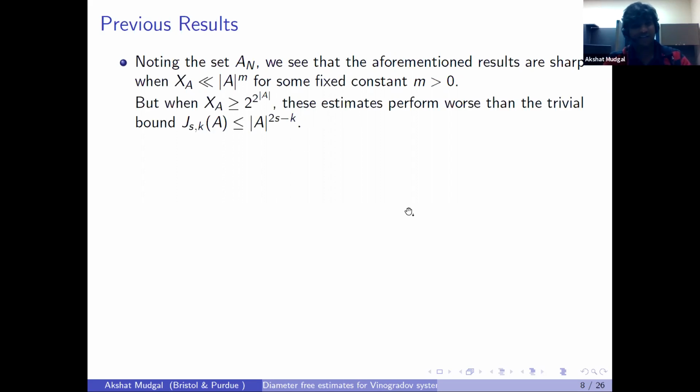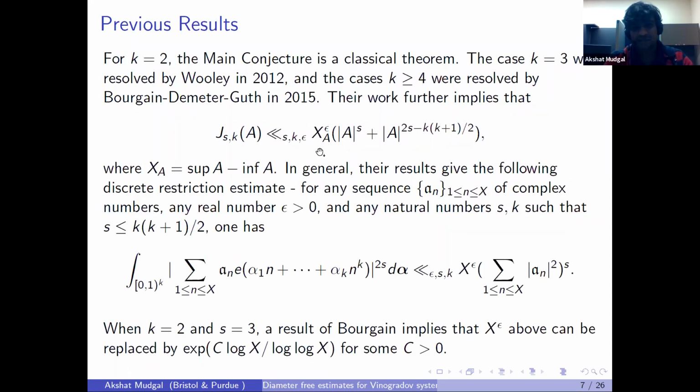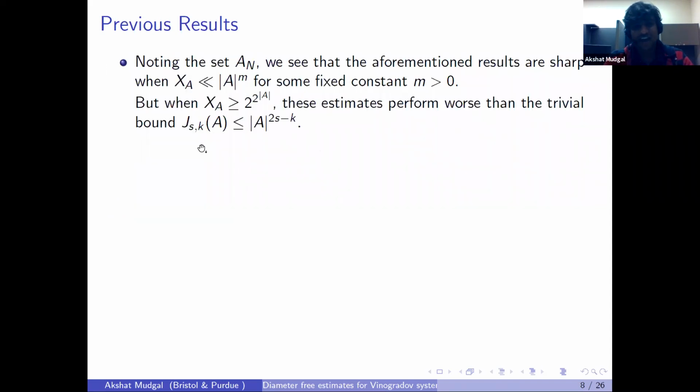But when the diameter is large, say the diameter is doubly exponential, e to the power log x by log log x becomes larger than any polynomial power of |A|. And so these estimates, which had an x to the power epsilon here, perform worse than any trivial estimate. And you always have this nice trivial estimate, which is a basic counting estimate for J_{s,k}(A). So really, in the cases where the diameter is large, these results don't perform very efficiently. And so we see why diameter-free estimates could be interesting to study.